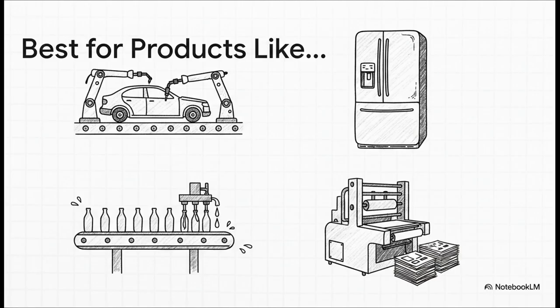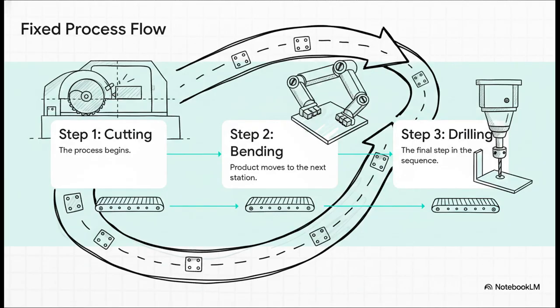Remember our process steps? Well, in a flow shop, that order is literally set in stone. The cutting machine is physically bolted to the floor before the bending machine, which is bolted down before the drilling machine. Every single product follows this exact same path. No exceptions. It is a one-way street, period.